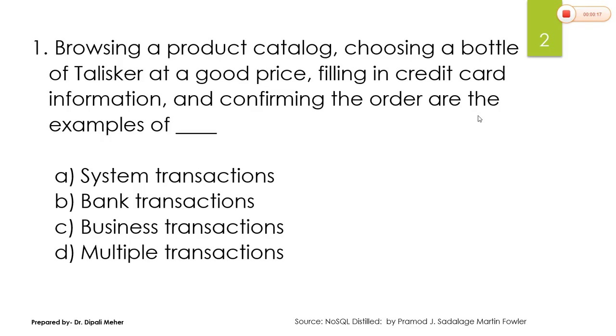Let us start. The first question is, browsing a product catalog, choosing a bottle of Talisker at good price, filling in credit card information and confirming the order are the examples of dash. Options are A. System transactions, B. Bank transactions, C. Business transactions, and D. Multiple transactions. And the correct option is option C, Business transactions. So all these are examples of business transactions.